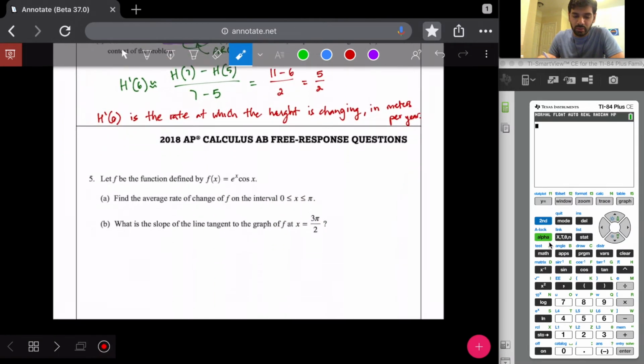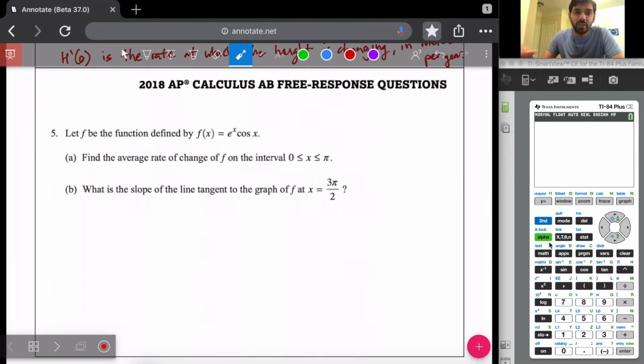Alright, the next question is number 5 from the same test in 2018. This says you have this function f of x equals e to the x times cosine of x. Parts A and B both fall under units 2 and 3. The first part is average rate of change, AROC, and the second part is asking for the slope of the line tangent to the graph. Okay, so let's just first start with part A. AROC is y2 minus y1 over x2 minus x1.